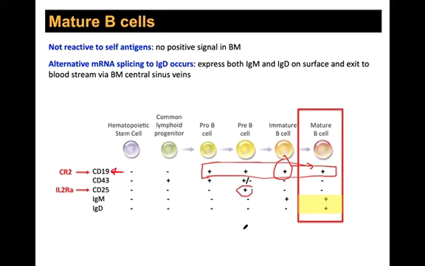They also start to express CD25, which is the IL-2 receptor. IL-2 is typically thought of as a T cell growth factor, but it actually will induce proliferation in lymphocytes. Well, where do you have proliferation? At the large pre-B stage, right? That's where you want to make those cells proliferate, so that's why it's expressed there.